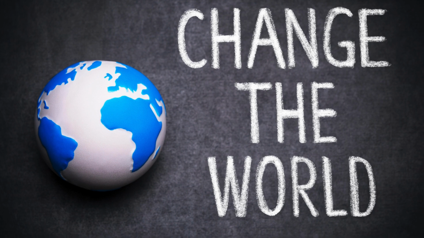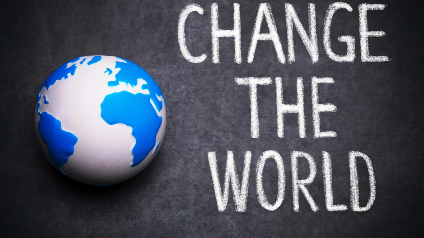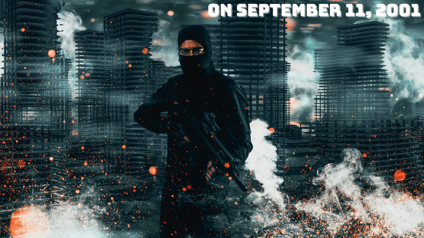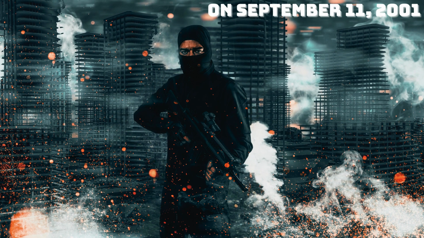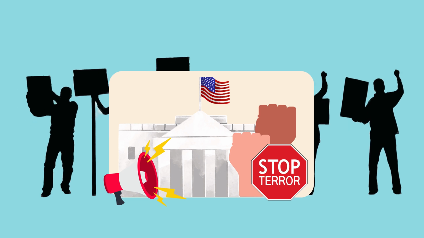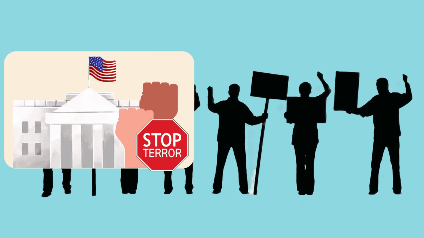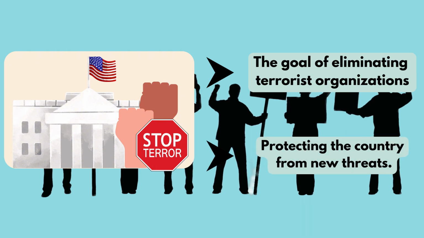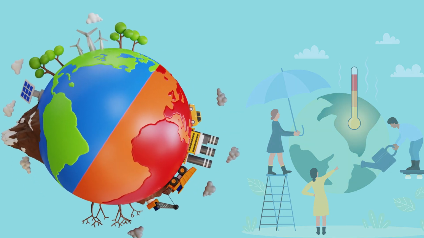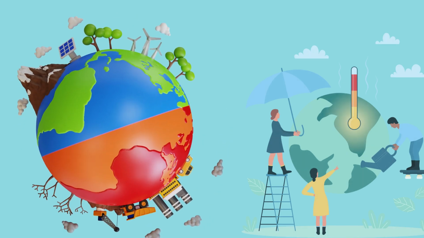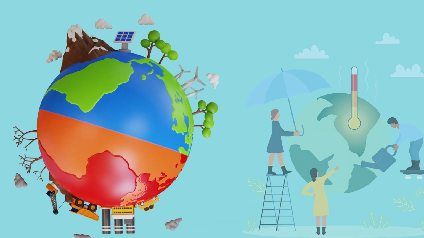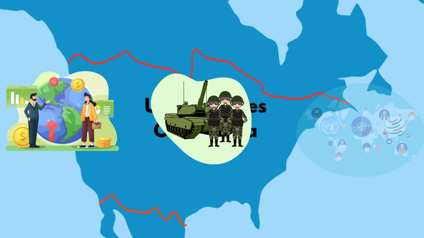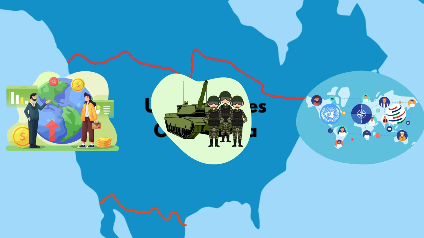The world has changed, and threats are no longer easy to identify. The 9/11 attacks in 2001 shocked the United States and the world, claiming the lives of thousands. In response, the U.S. launched the War on Terror, aiming to eliminate terrorist organizations and protect the nation from new threats. Issues like climate change and social conflicts have posed difficult questions for the future of the country. The United States, with its vast economy, powerful military, and crucial role in shaping the future of the world.